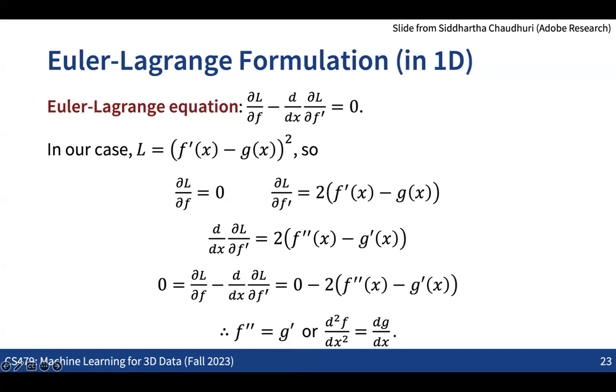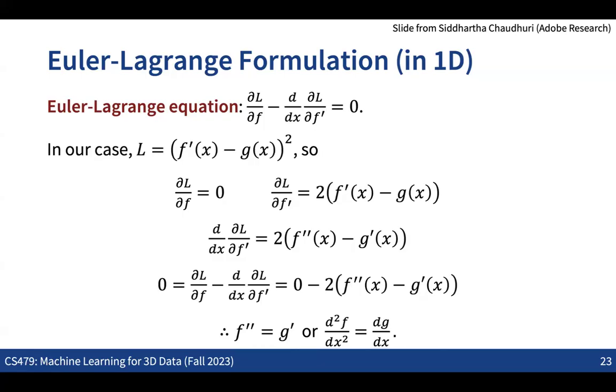So this is the relationship that we are getting. The second derivative of the output function f that we are going to get here should be the same as the first derivative of the given gradient function. So if we find such a function, whose second derivative is the same as the first derivative of the gradient function G, that's the function that we want, which is minimizing the L2 difference here. Make sense?